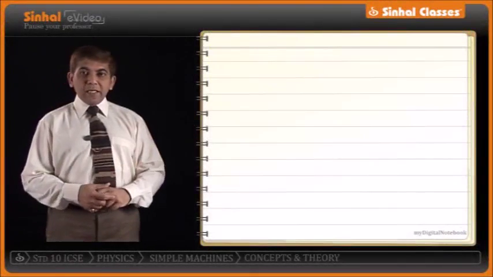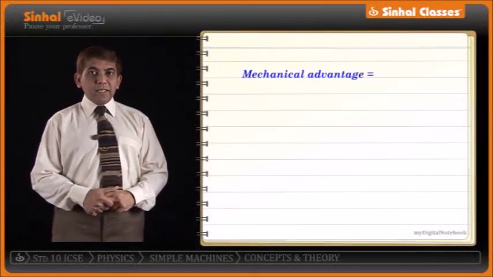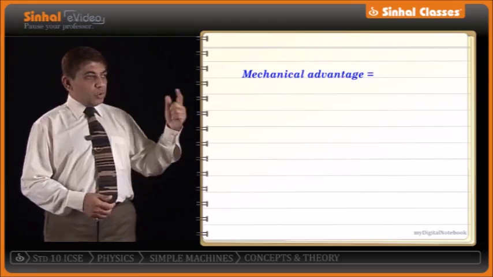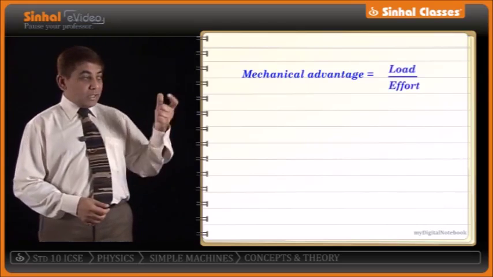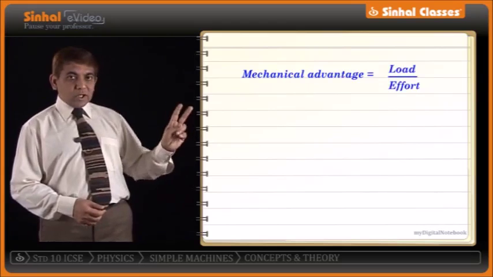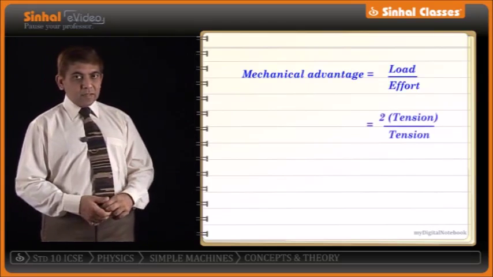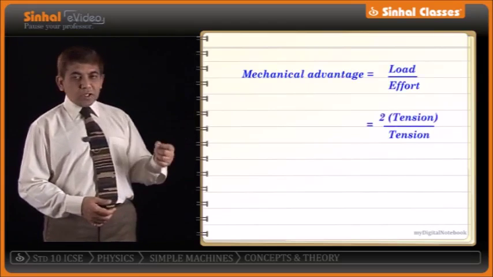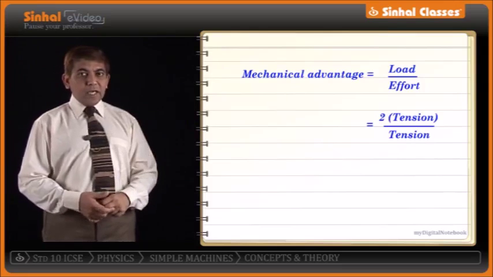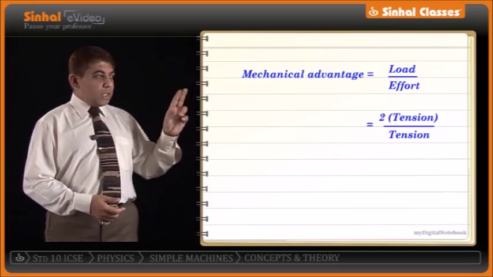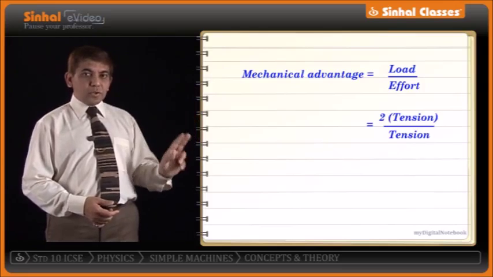If we talk about the mechanical advantage for this, the mechanical advantage works out to be load upon effort. And now this load is catered to by two tensions that are there in the strings. So we have twice tension upon tension because of the effort. So 2T upon T, that is equal to 2.